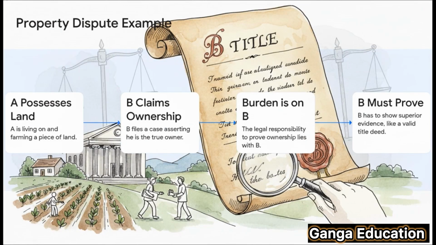Let's put this into a real-world scenario. Imagine A is living on a piece of land, farming it, and is clearly in possession. Then B comes along and files a case claiming, hey, that's my land. In this situation, the legal burden is entirely on B. B has to come to court with superior evidence, something like a valid title deed, to prove his ownership and overturn the presumption that favors A.